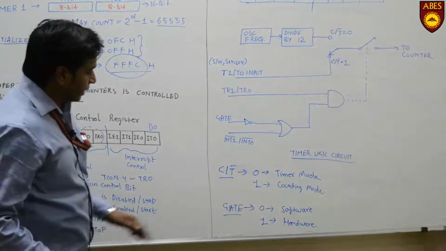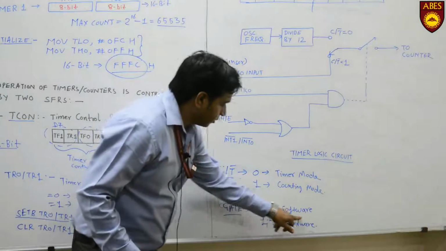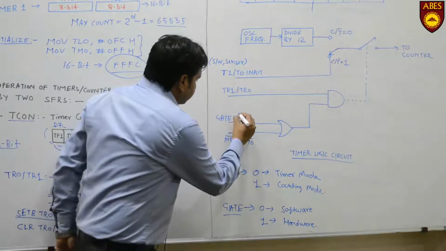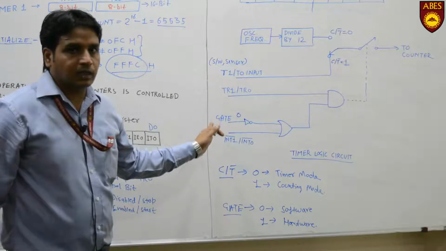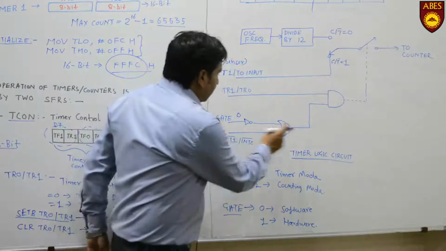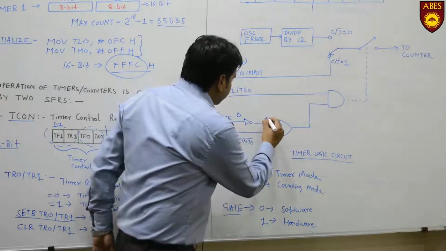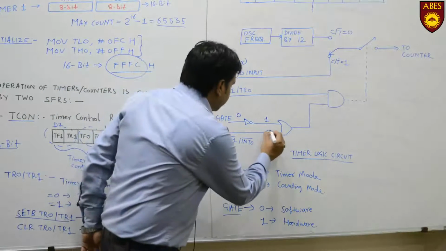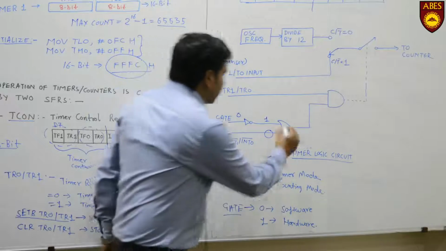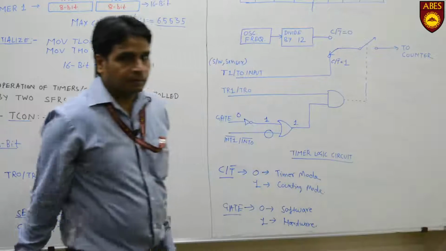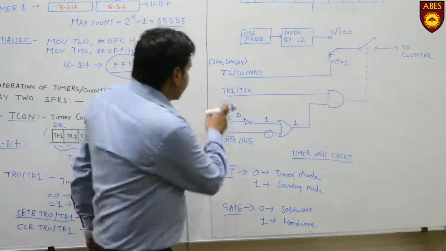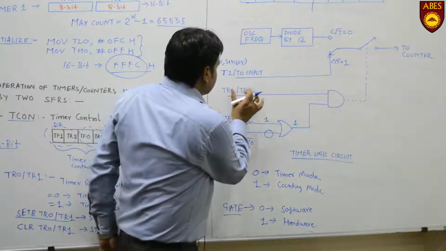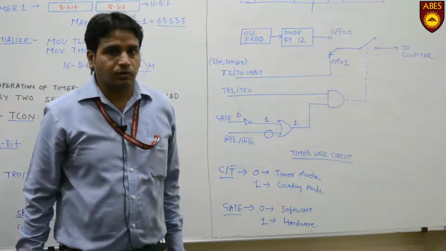So in the first case, when we want to control the start and stop of the timer with the help of software only, we make this gate equal to 0. When we make this gate equal to 0, it is passed to the OR gate with the help of an inverter, so here we get 1. Irrespective of the second input, we are continuously getting 1 here. And after getting 1 here, we can directly control the starting and stopping of this timer with the help of only TR0 or TR1, which is controlled by the software instruction.